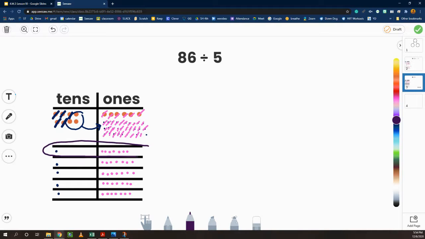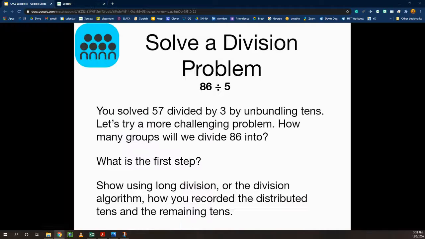So when I take a look at how much is in each group of 5, I have 1 ten and 7 ones, which is equal to 17, and I have 1 left over that hasn't gone anywhere, so that's 17 with a remainder of 1.